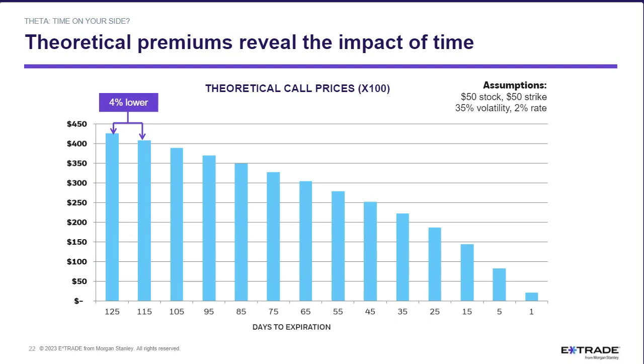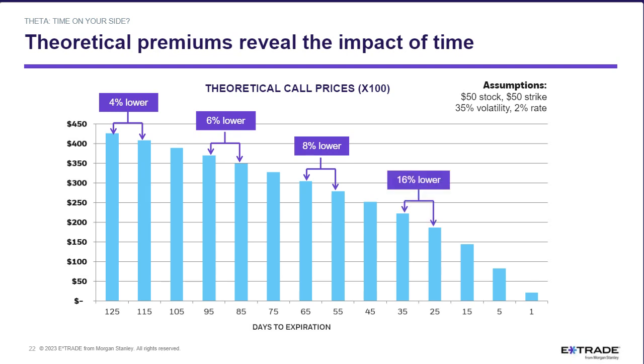Okay? If you look at this chart, you can see a little bit that it's curved. As we move to subsequent 10-day periods, for instance, here I did a calculation with 95 days to go. It was a little over $3.50. And then a calculation with only 85 days, and it was $3.30. So 6% lower. 8% lower in this 10-day period, 16% lower in this 10-day period, and 42% lower during these last 2 or 3 weeks of an option's life.